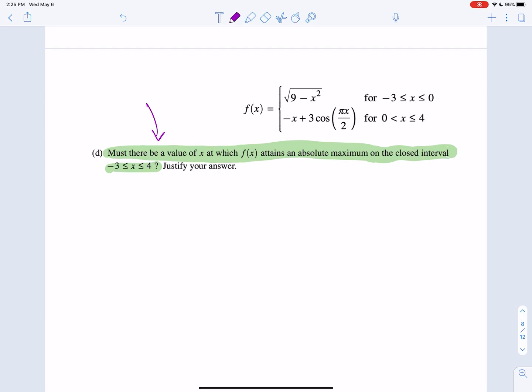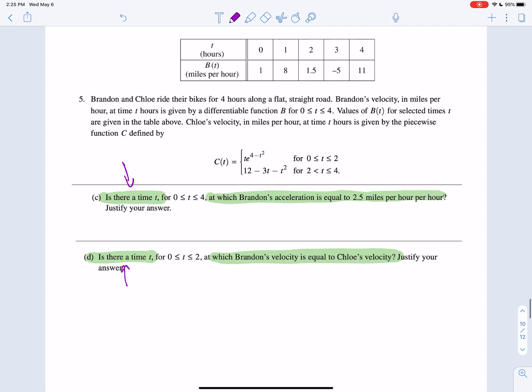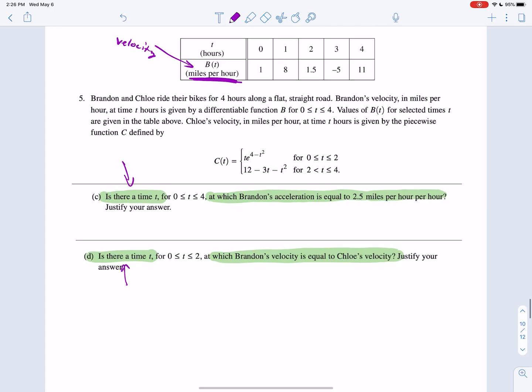Here is the only time where they're talking about absolute max. So this is a rare case, I'll go over anyways, where EVT would come into play. Okay, here we go. So is there a time t at which Brandon's acceleration is equal to 2.5 miles per hour? So this acceleration, you have to understand that since this is miles per hour, that is the velocity. So what they gave you was B of t. What they're really asking for is B prime of t, acceleration. So here I would use MVT.